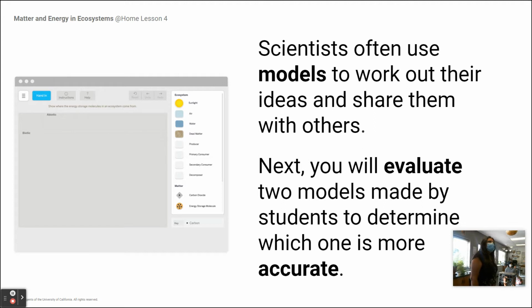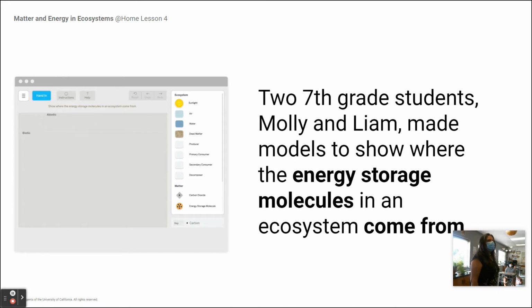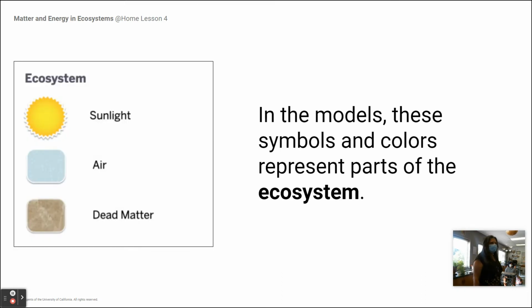Scientists often use models to work out their ideas and share them with others. Next, you will evaluate two models made by students to determine which one is more accurate. You're actually going to make your own models. Two 7th grade students, Molly and Liam, made models to show where the energy storage molecules in an ecosystem come from. In these models, these symbols and colors represent the parts of the ecosystem.